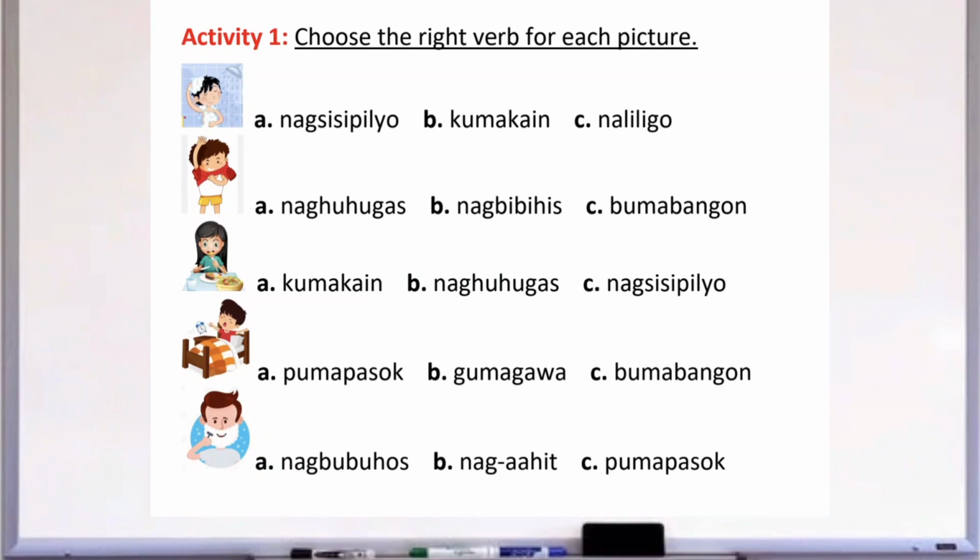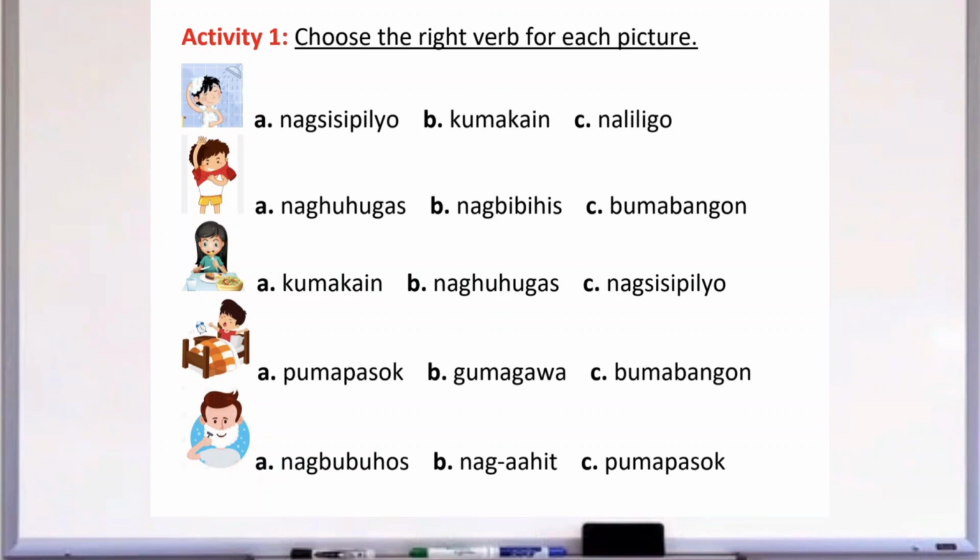Picture number 3. What is this girl doing? Is it A, kumakain, B, naghuhugas, or C, nagsisipilyo? It is letter A, kumakain. Root verb, kain, to eat. Next picture. Is this A, pumapasok, B, gumagawa, or C, bumabangon? It is letter C, bumabangon, from the root verb bangon, to get up.